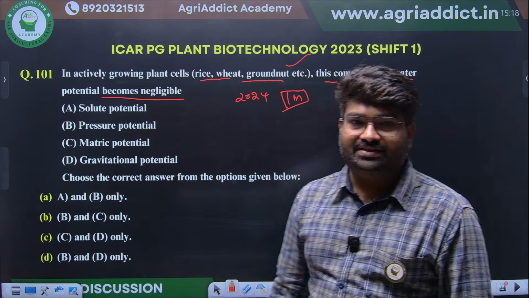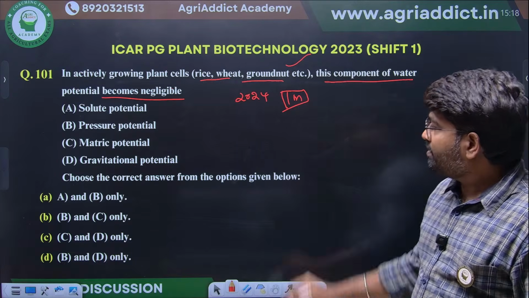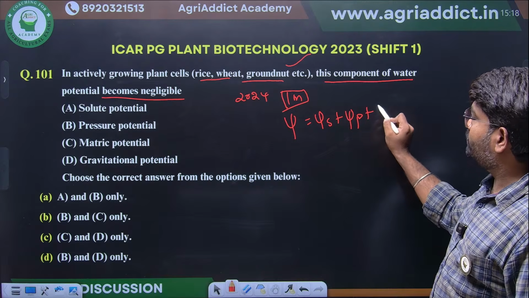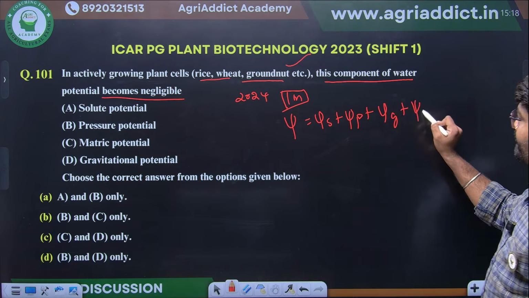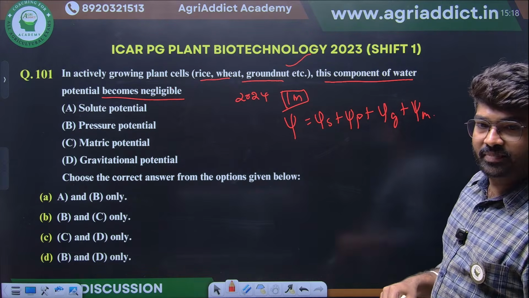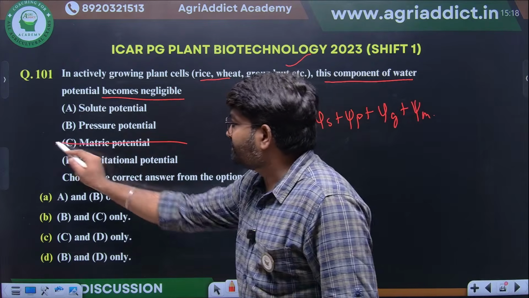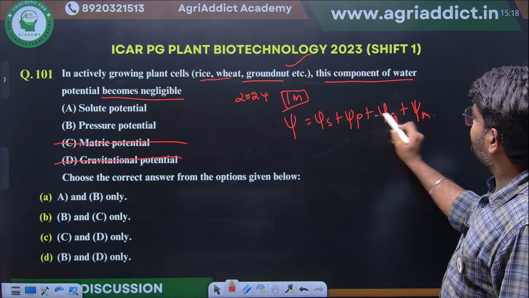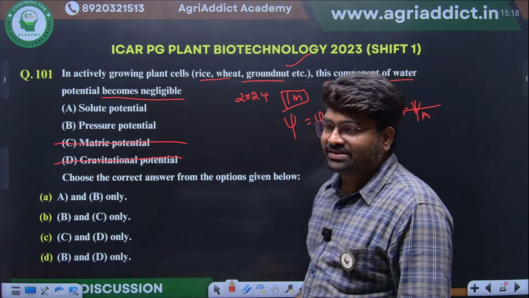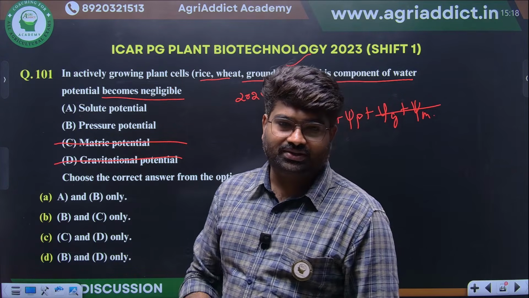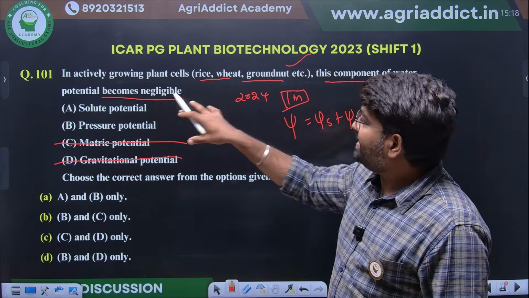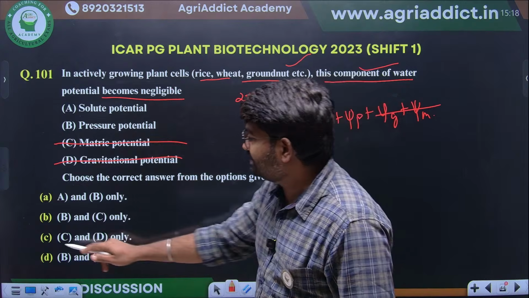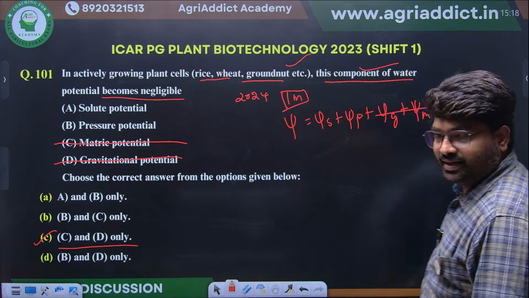What components are not involved in calculating the water potential? We know water potential is solute potential, pressure, gravity, and matric potential. Typically, yes, C and D will not come. This gravitational potential and matric potential we will not use for calculating the water potential for this crop. So they are asking which component of potential becomes negligible. So negligible will be what? C and D. Yes, very good.